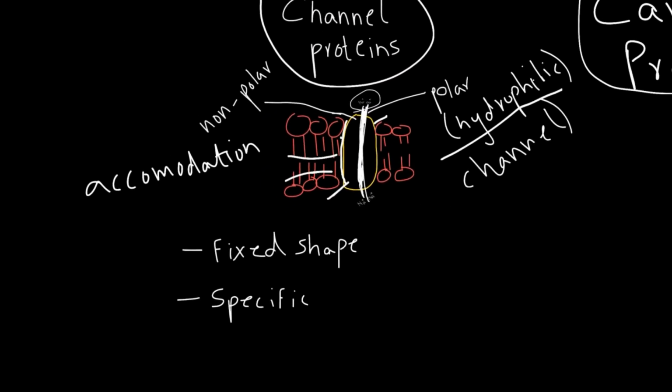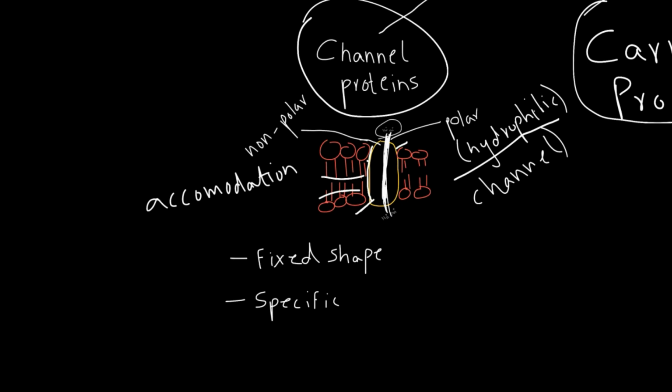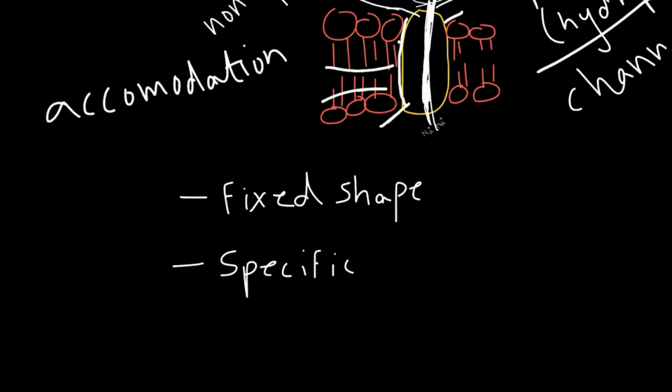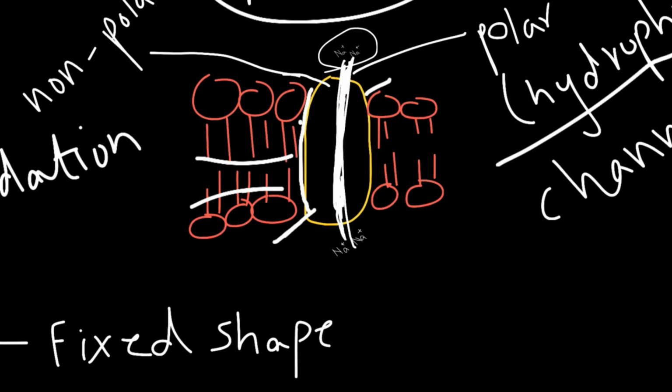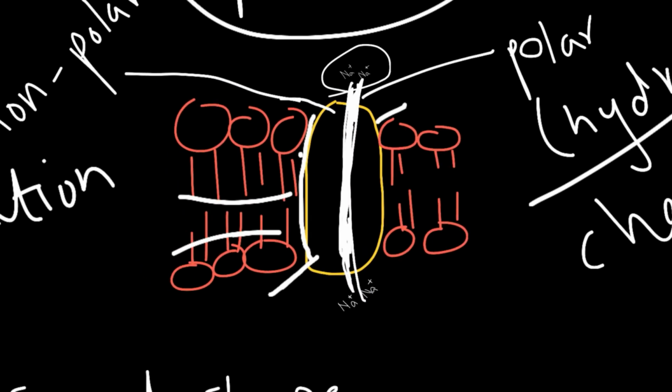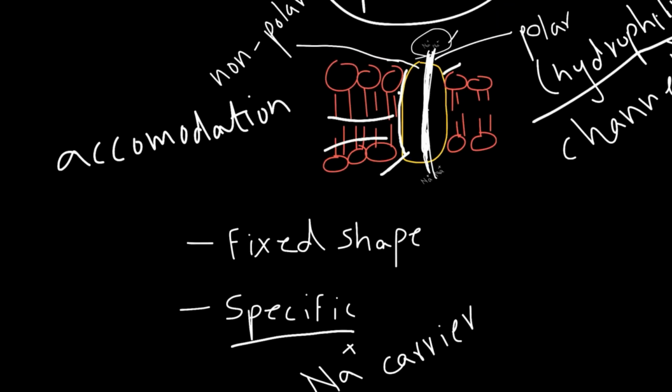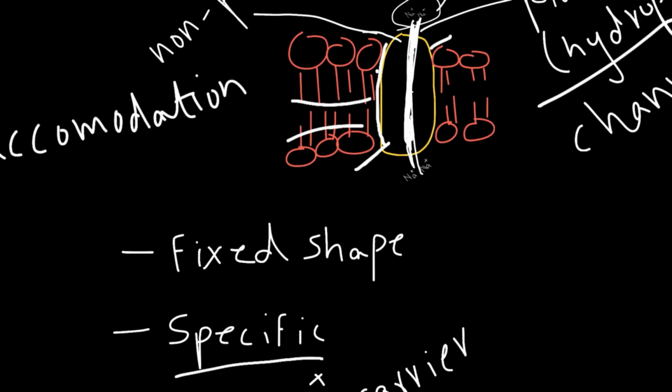So the two things that we have to know are that this channel protein is a fixed shape, that is, it doesn't move. It doesn't show a conformational change that other proteins do. We'll study them later on. And it is specific to one type of ion. So for example, if this protein transports sodium ions, it will be a sodium channel protein, right? Na+ channel. If something transports glucose, that will be a glucose channel, and so on, right?